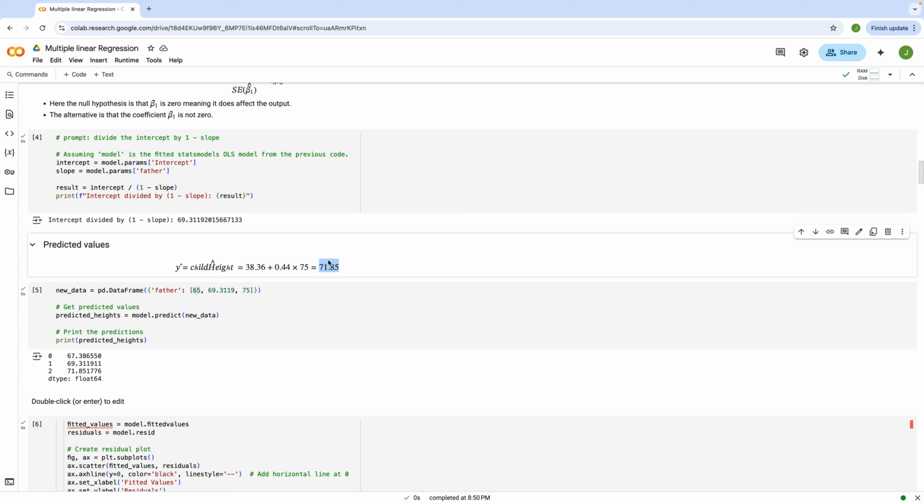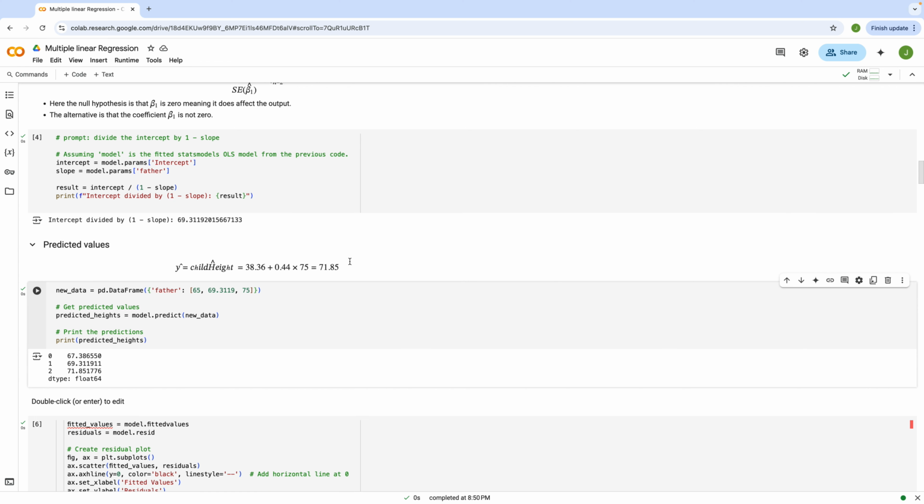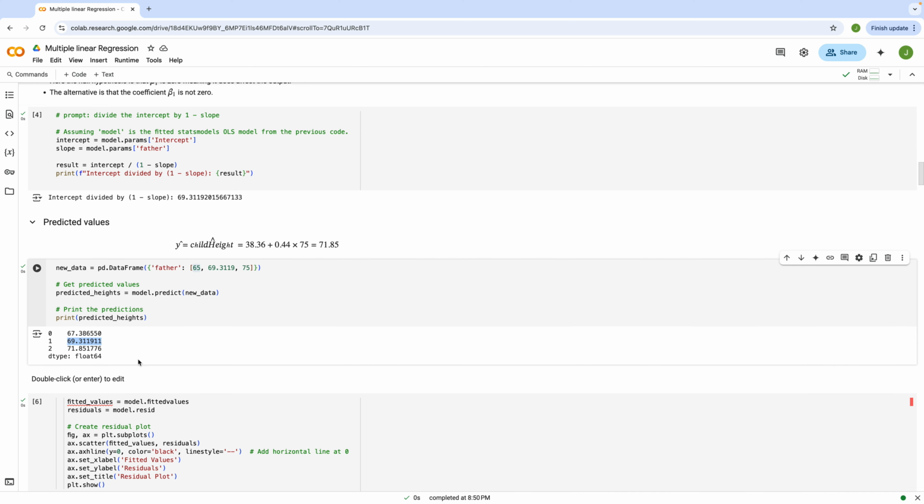So they regress towards the mean because they're smaller than their father. They got closer to the average. Likewise, if your father is 65 inches tall, you're going to be taller than your father and you're going to regress or get closer towards the mean, towards this equilibrium point of 69.